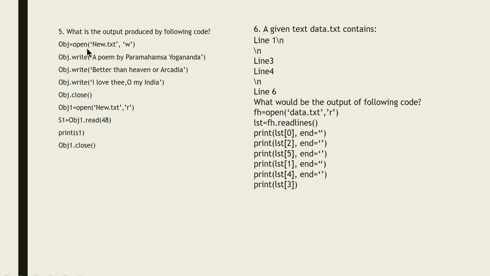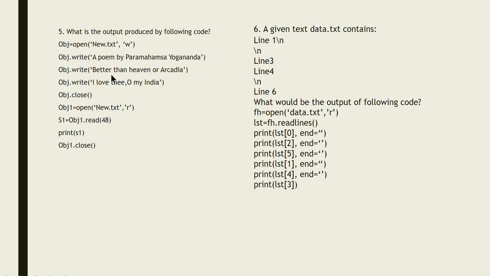obj is equal to open("new.txt", "w"). That is, you are opening a file in write mode, so you are going to write something. Okay, so obj.write a poem by Paramahamsa Yogananda, and then you are writing the next line, obj.write I love thee, oh my India. Okay, fine. So obj.close.